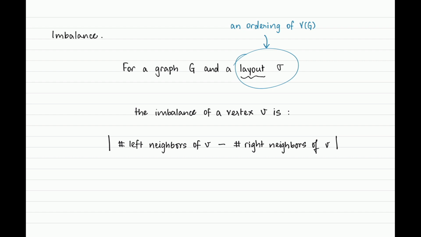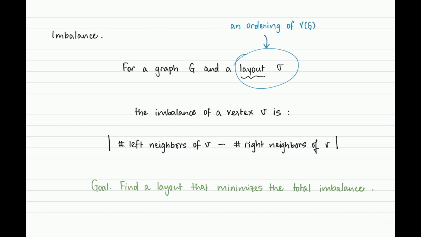But in terms of the optimization goal, essentially what we are interested in is finding the layout that optimizes the total imbalance. So the imbalance of a graph with respect to a particular layout is going to be the sum of the imbalances of all the vertices with respect to that layout, and we are trying to find the layout that minimizes this total imbalance. So that's kind of the goal.